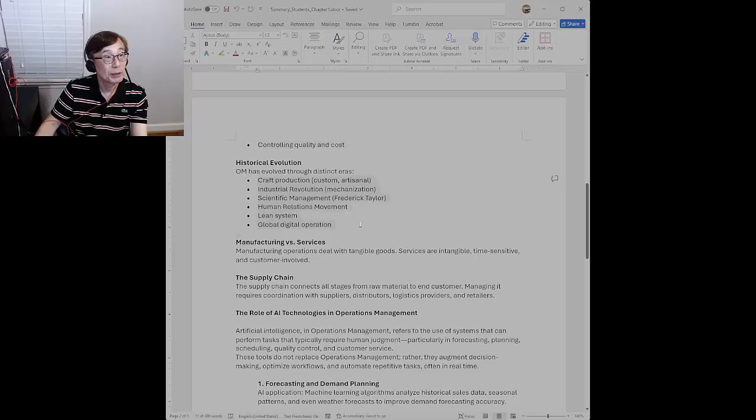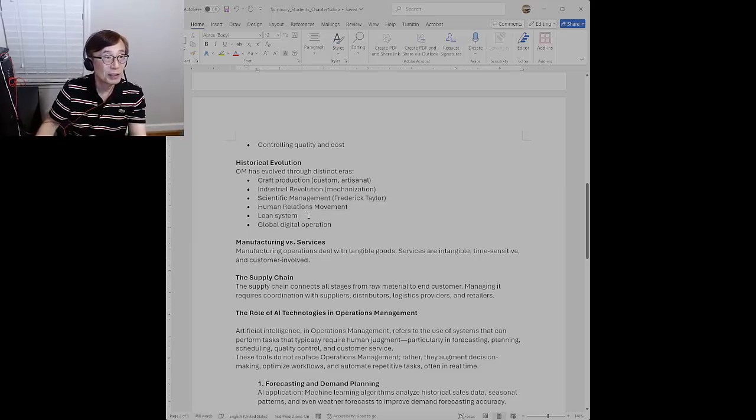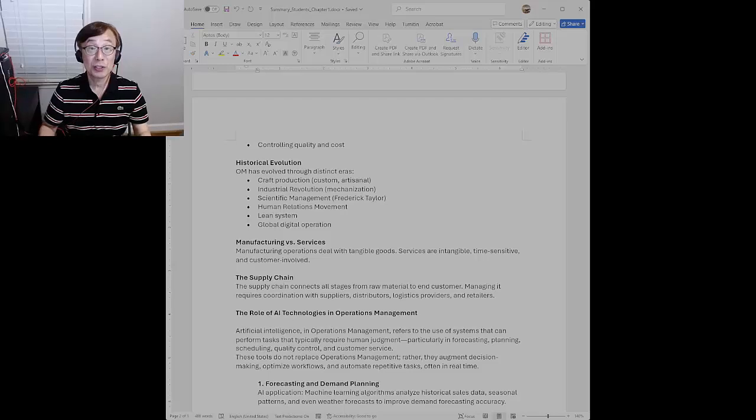And also the book talks about historical events relating to operations management. Okay, so I don't think it's really critical compared to other concepts. So it talks about craft production, industrial revolution, scientific management, human relations movement, lean systems, and digital, and even artificial intelligence that can be embedded into operations management.